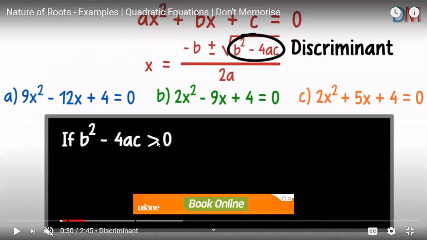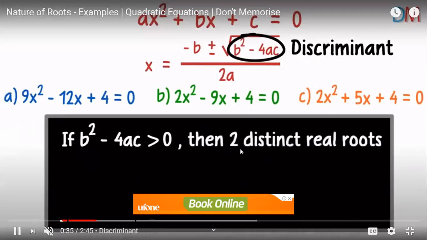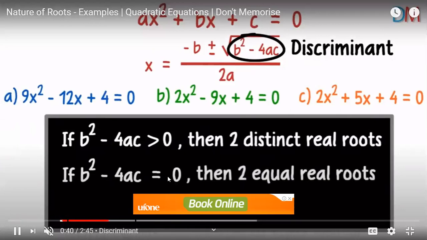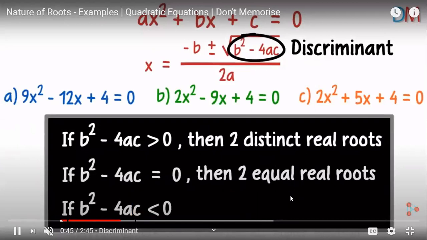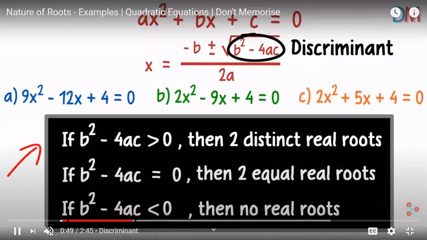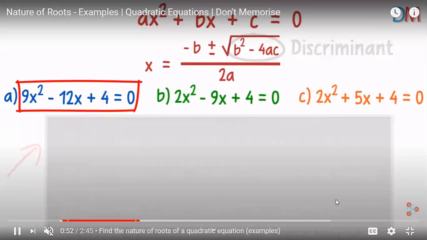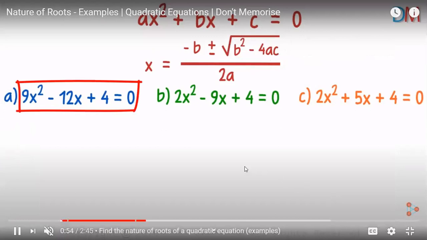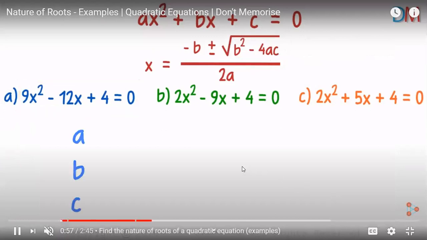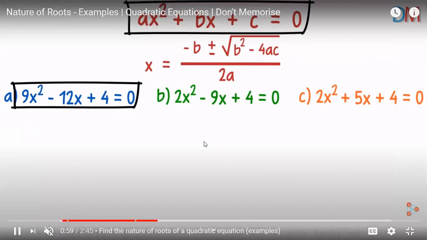If b square minus 4ac is greater than 0, now just revise the previous lesson. If b square minus 4ac is greater than 0, then two distinct real roots. If b square minus 4ac equals to 0, then two equal roots. Or if b square minus 4ac is less than 0, then no real root, which means the nature of root is complex, so you have to write the equation in complex or iota form. Now in the second video, we will solve for the nature of root when it is complex.